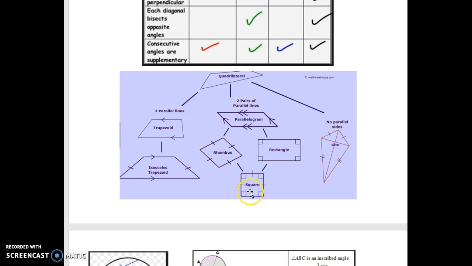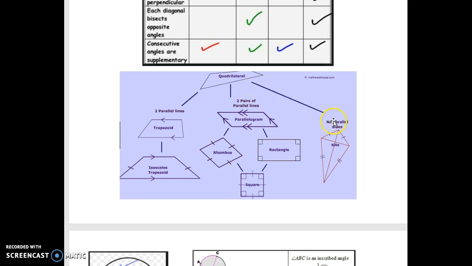The four quadrilaterals that we focus on are the parallelogram, which is the most general quadrilateral in this particular category. A rhombus is a parallelogram. A rectangle is a parallelogram. And a square is a rhombus and a rectangle and a parallelogram. So a square has all the properties of the three hierarchy quadrilaterals that are above it.